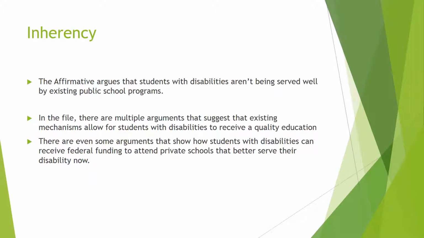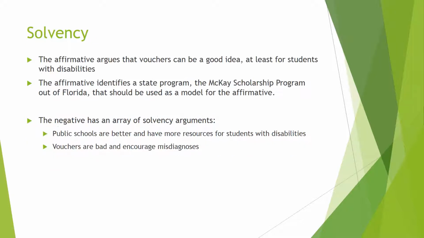Let's talk about inherency. The affirmative will argue that students with disabilities are not being served well by existing public school programs. In this file, there are multiple arguments that suggest existing mechanisms that allow students with disabilities to receive a quality education exist now. There are even some arguments that show how students with disabilities can receive federal funding to attend private schools now to better serve their disabilities.